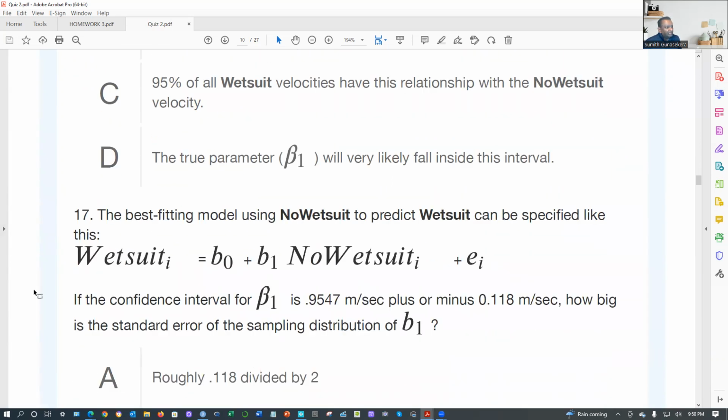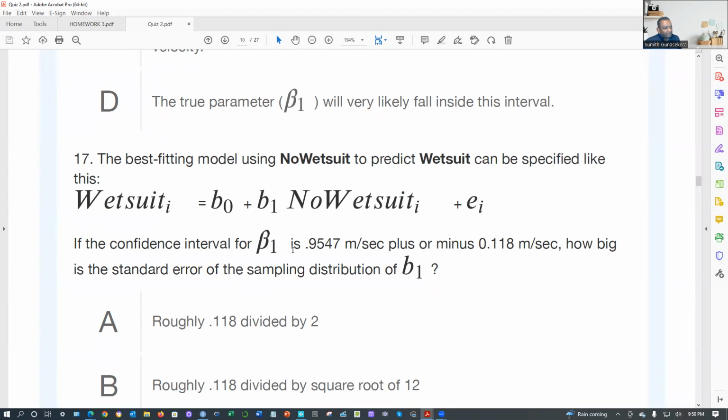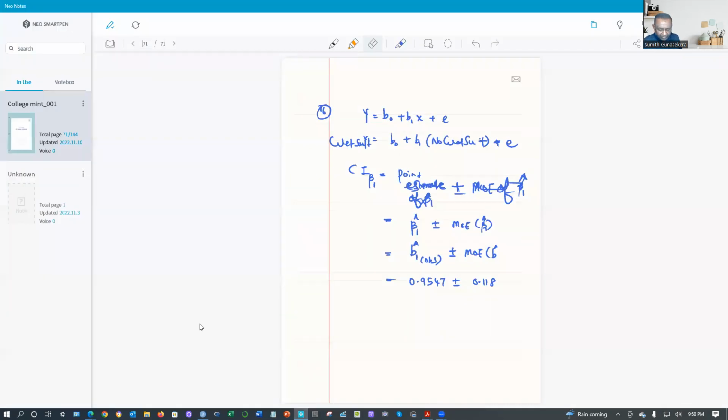The best fitting model for using no wetsuit to predict wetsuit can be specified like this: wetsuit equals B naught plus B1 and so on. If the confidence interval is this value plus or minus this one, how big is the standard error? The standard error of the sampling distribution of B1. Okay, I'm going to add one more thing. I'm going to come over here, margin of error.